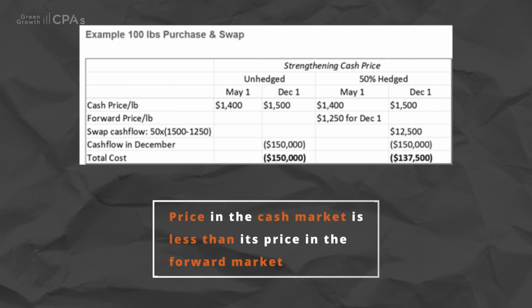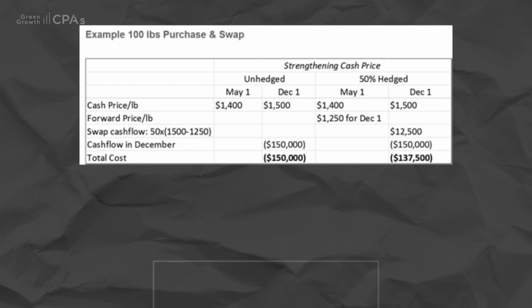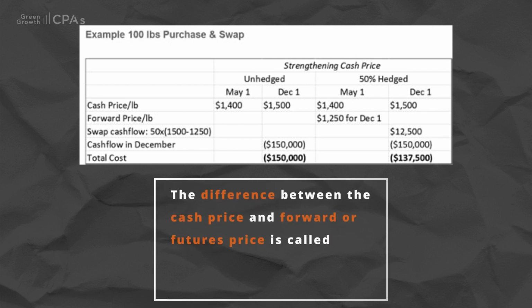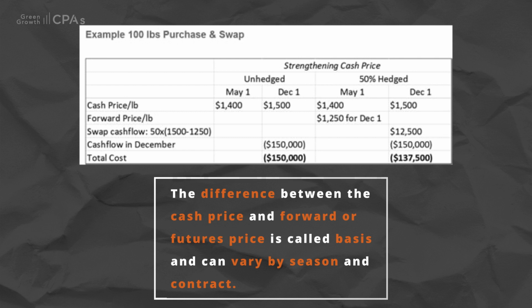Note that for any specific commodity, the price in the cash market is usually less than its price in the forward market. This is because there are carrying costs, such as storage and insurance, involved in holding a commodity until it can be delivered at some point in the future. However, this is only a general rule, and many other factors can come into play to impact this dynamic. The difference between the cash price and forward or futures price is called basis and can vary by season and contract.